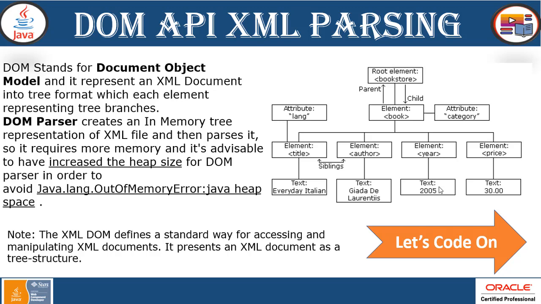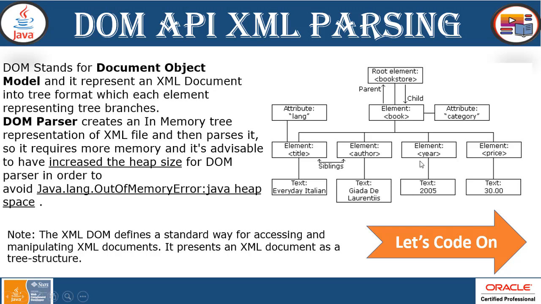DOM stands for Document Object Model, and it represents an XML document in tree format, with each element representing a tree branch. The DOM parser creates a memory tree representation of the XML and then parses it. So it requires more memory, and it's advisable to increase the heap size for the DOM parser in order to avoid exceptions like out of memory error and so on. So it will need your heap memory.